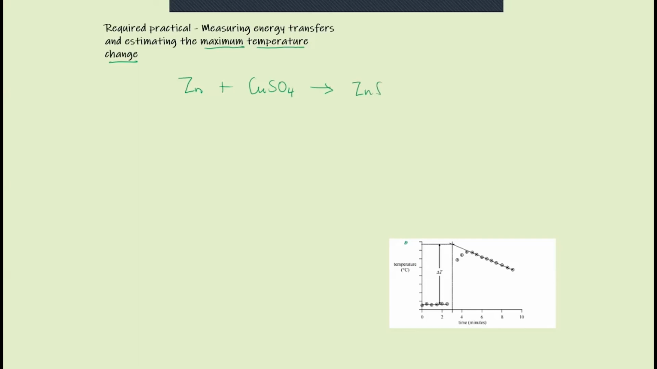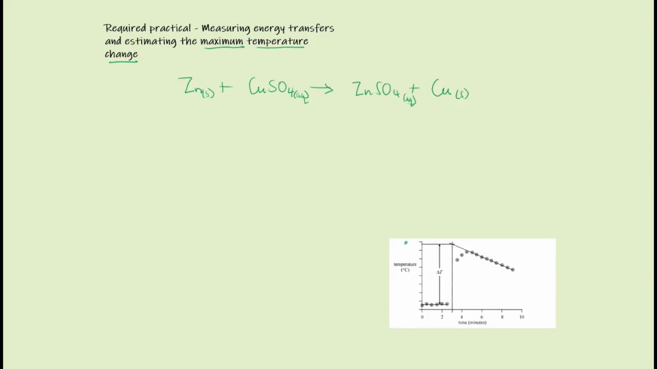Firstly, just to outline the experiment that you typically would do in this situation. It's normally just a displacement reaction of zinc and copper sulfate. It's a simple equation, no balancing required there. We'll put state symbols in, always worth putting those in. Now we know that we're going to find ourselves with a red precipitate. It's worth mentioning that you're going to use a polystyrene cup calorimeter here. That's the other thing that you need to be able to do.